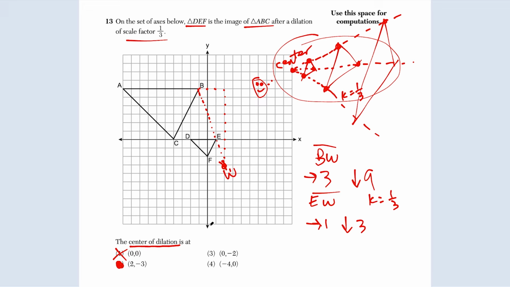Now, let's see why the other answer choices are no good. So why is 0, -2 no good? And it's the same idea.